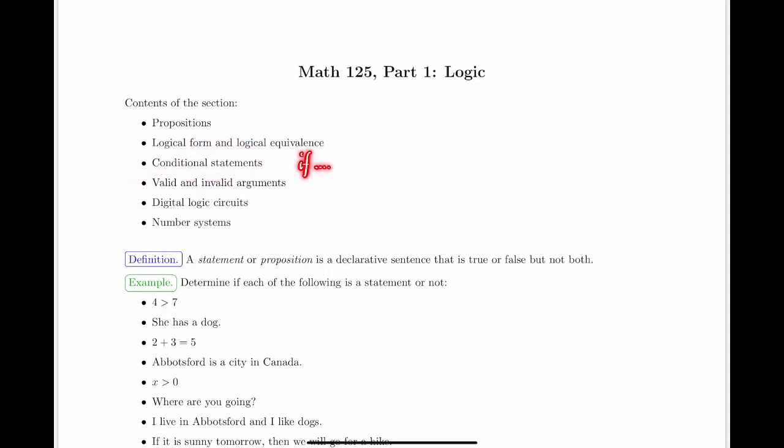So those are the statements in the form if-then that are obviously used a lot in computer science as well as mathematical proofs. We will talk about what valid and invalid arguments are and how we can actually prove a theorem or a statement by using logical forms. As applications within this section, we're going to talk about digital logic circuits and number systems.